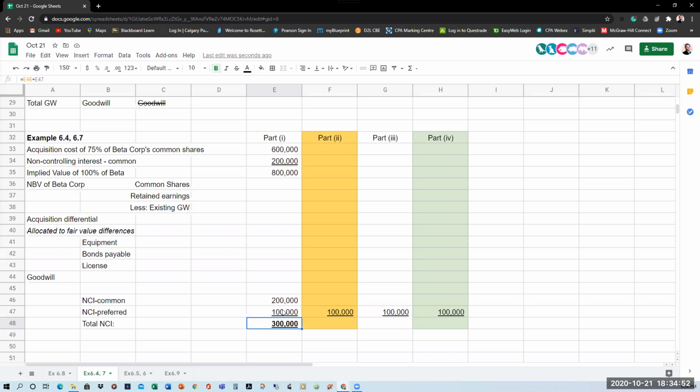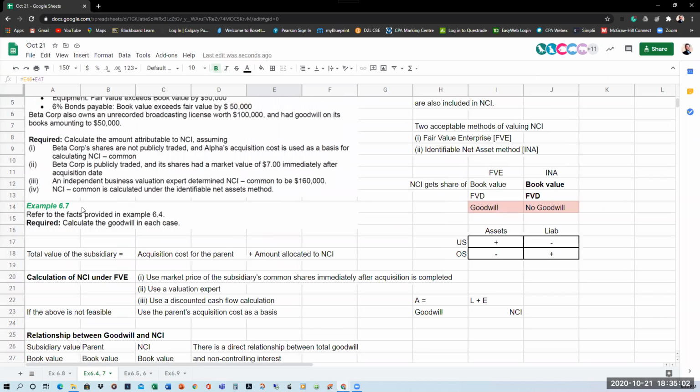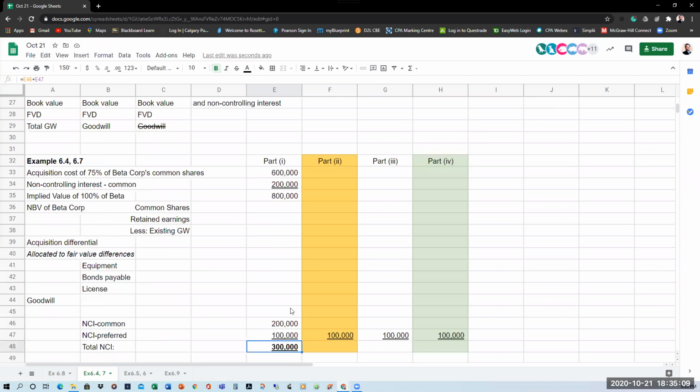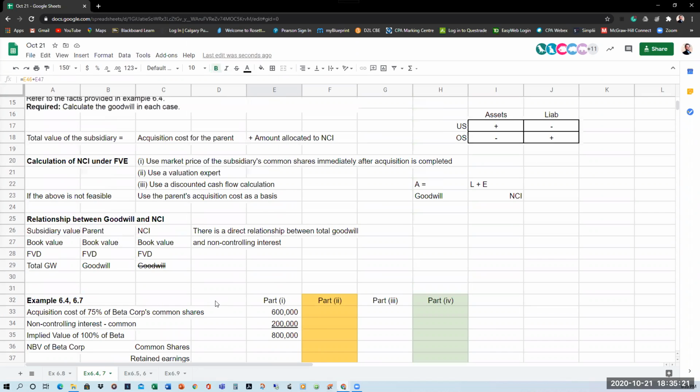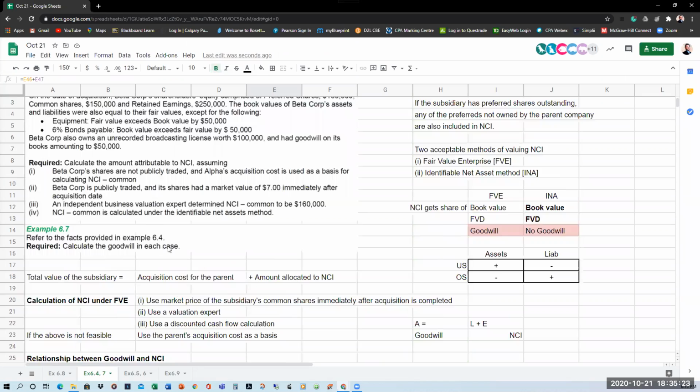Now that is a separate matter altogether, Hugo. Minusing the pre-existing goodwill, we'll do that when we do the calculations for 6-7. When we are calculating the acquisition goodwill, then we'll go down. But if you're just looking to calculate non-controlling interest, this is your math. The common share portion of NCI plus the preferred share portion of NCI gives you total non-controlling interest, 300,000. So we're just trying to do 6-4 here.